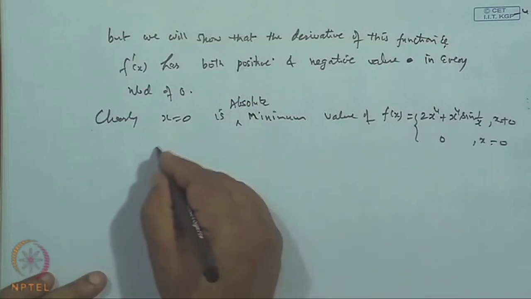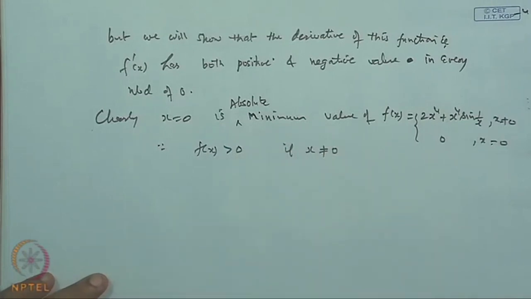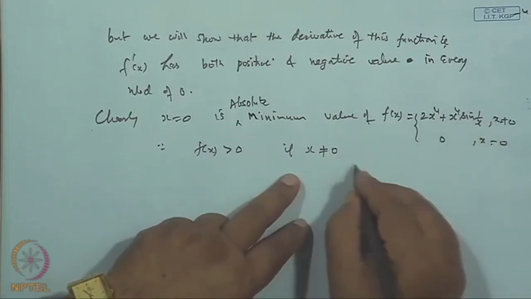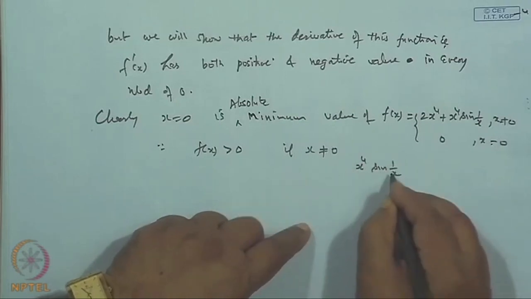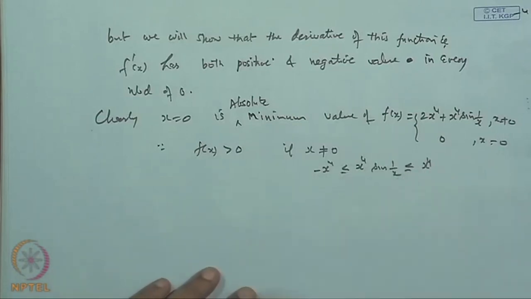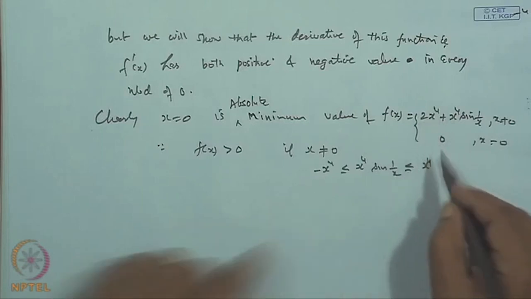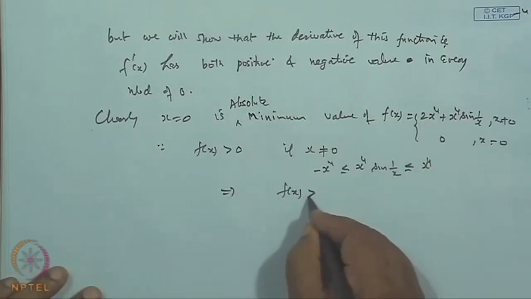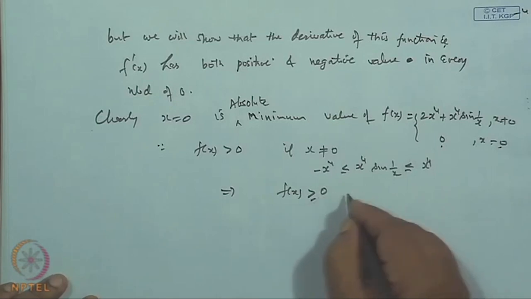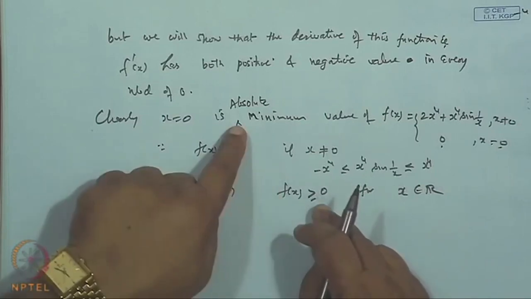Absolute minimum. The reason is because f(x) will always be greater than 0 if x is different from 0. The reason is that x to the power 4 sine 1 by x is bounded by minus x to the power 4 and plus x to the power 4. Now, when we add 2x4 on both sides, x4 is a positive quantity. Therefore, the function f(x) will always be greater than or equal to 0, and it is 0 at the point 0. So, 0 is the minimum point for this function.